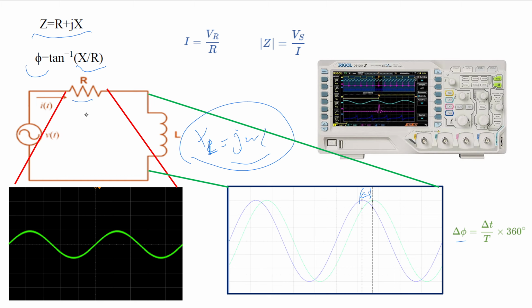You can use the KVL and Ohm's law to calculate the current and calculate the amplitude of the Z. So this is how you can basically run an AC analysis and solve our lab assignment.